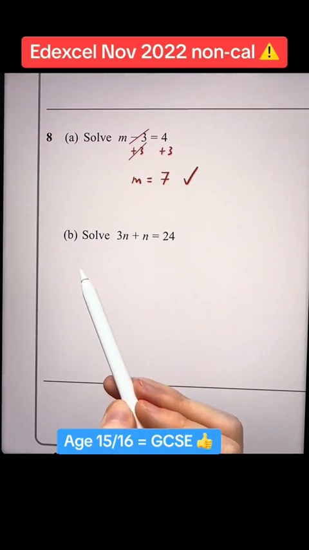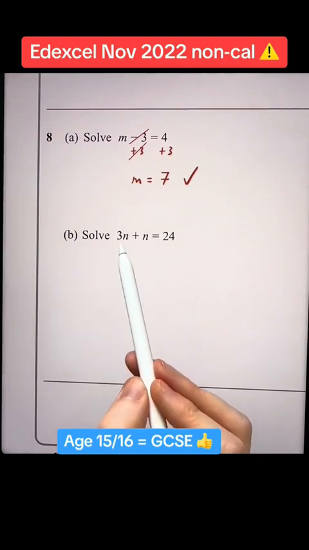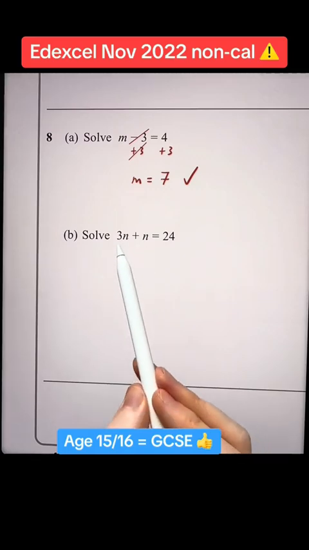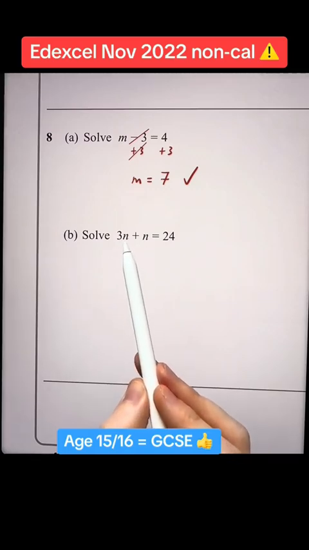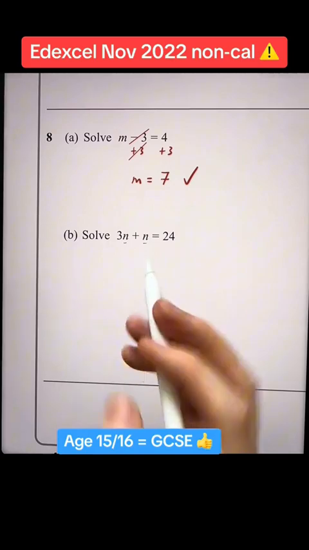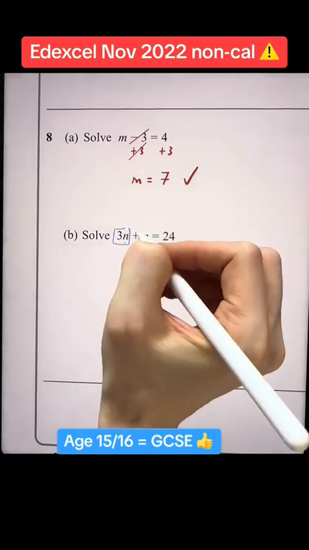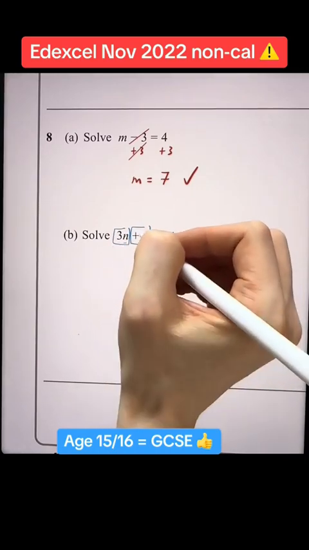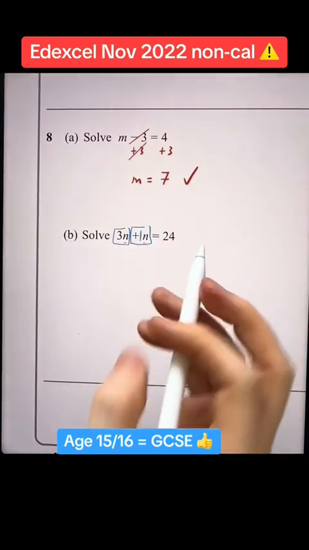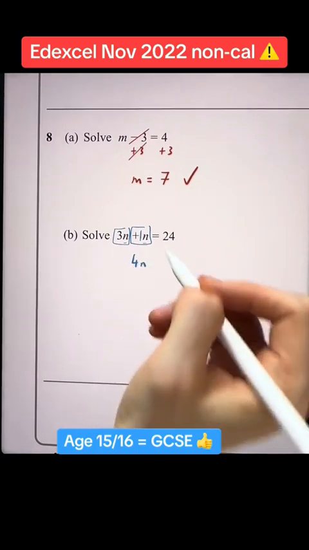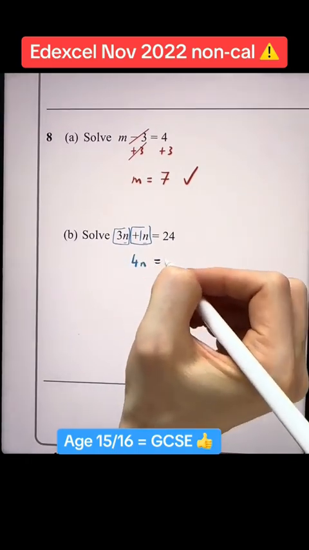Again, solve means to work out the value of the letter. In this case, I'm working out the value of n. My first step is to collect like terms. As they both end in single n, they are like terms. Here I've got 3n plus n. Well, n by itself is the same as having 1n. So 3n plus another 1n gives us 4n. And that equals on the right-hand side to 24.